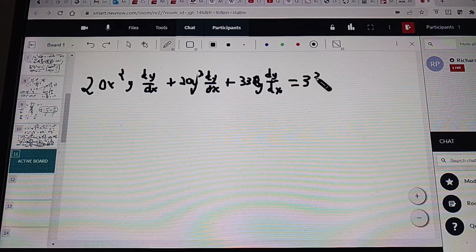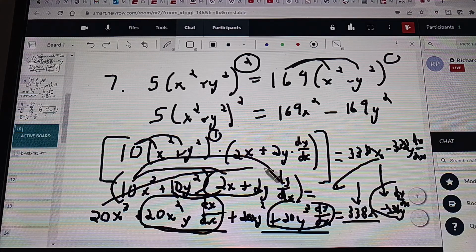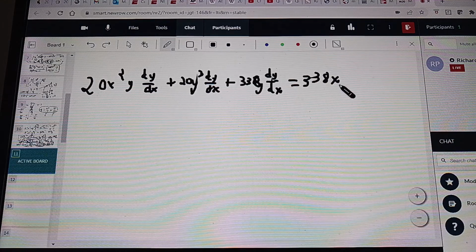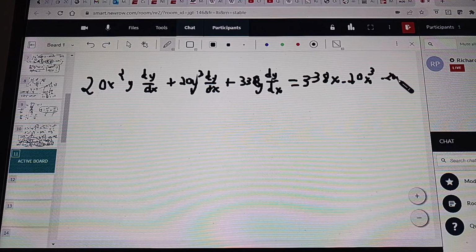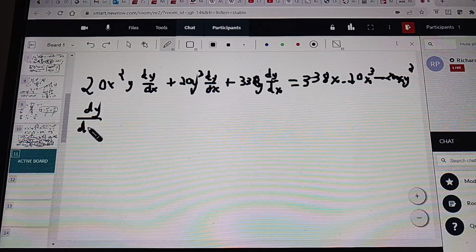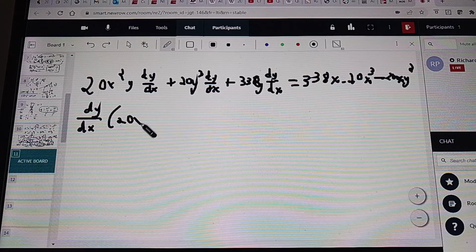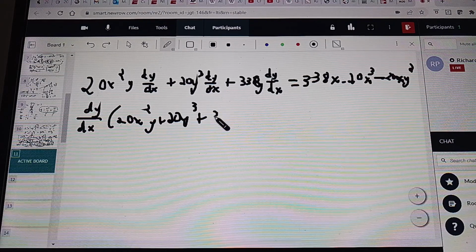So 338x, staying right there. Then this 20x to the third needs to come over here, so minus it. And then minus this 20xy squared over here. Oops, xy squared. Okay, then factor out the dy over dx, which will leave 20x squared y plus 20y cubed plus 338y.